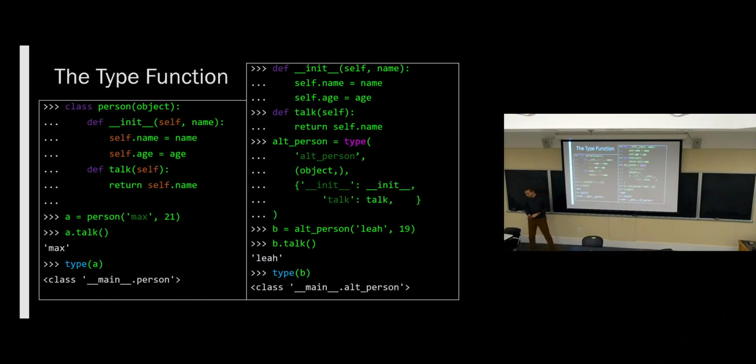Questions about this slide? How did alt person know how to do the talk method? Alt person knew to do the talk method because we passed it in here. So I guess I didn't say explicitly what these parameters are. This is the name of the class. These are the base classes. And then this is everything that we would have written in the class. So if instead of saying talk here, we had said speak, and then mapped it to the function talk, then B wouldn't have a talk method, it would have a speak method.